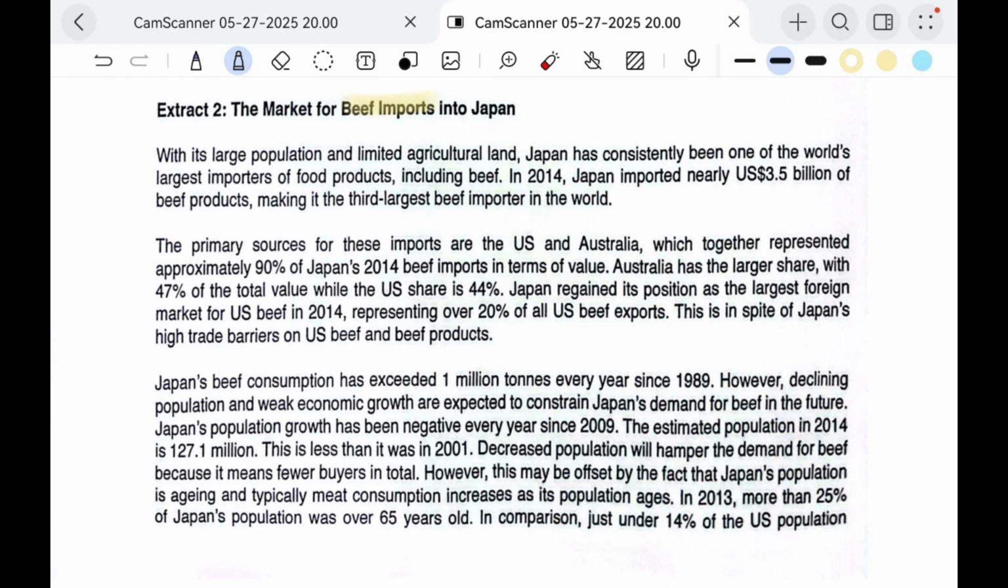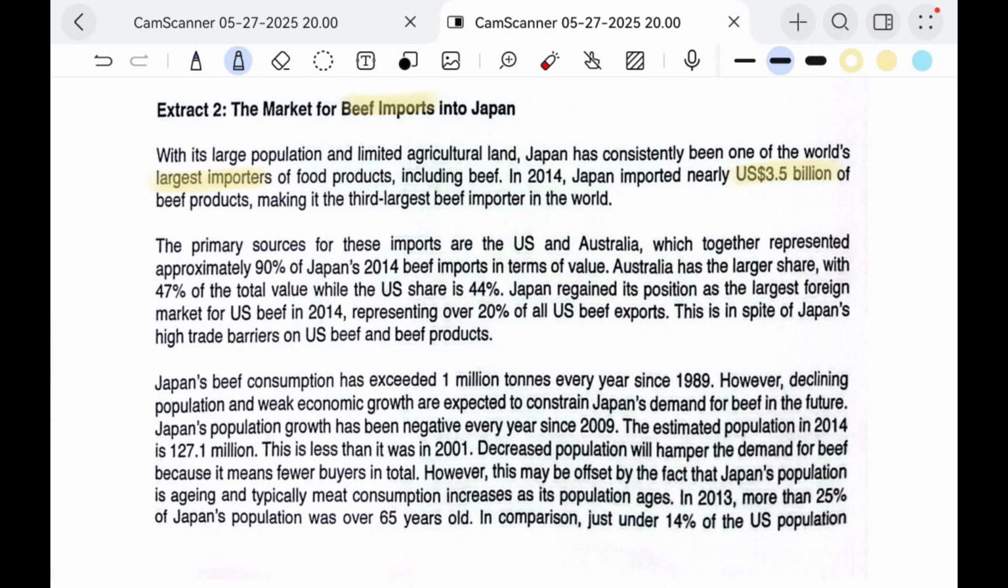Okay, so it says with its large population and limited agricultural land, Japan has consistently been one of the world's largest importers of beef. In 2014, Japan imported nearly 3.5 billion of beef product, making it the third largest importer in the world. Actually, when you go to Japan now, a lot of food you realize is a Western-Japanese fusion, and beef is really popular, like your Yoshinoya, your Sukiya, all about beef-heavy product. Very popular food chains.